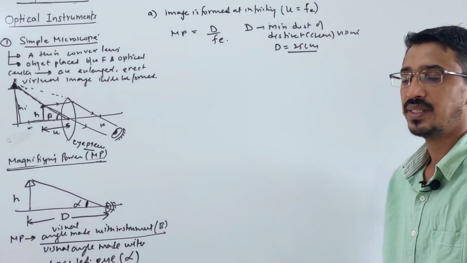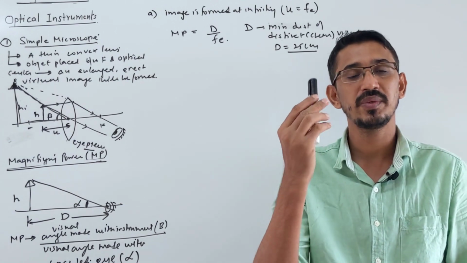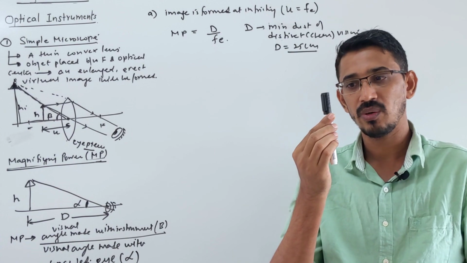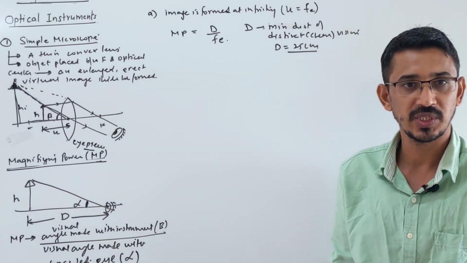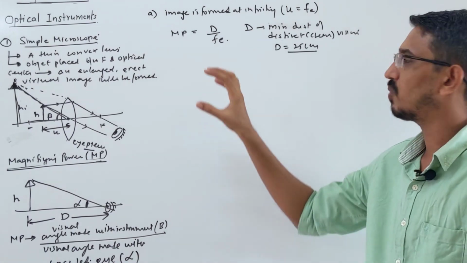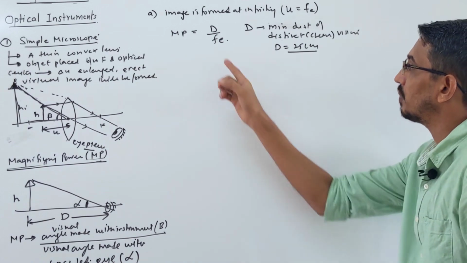For a normal human eye, this distance is 25 centimeter. It means when you put an object at 25 centimeter from the eyes, the image will be clear. If you bring it a little close or a little away, it will not be that clear. Maximum clarity is at 25 centimeter. It depends from eye to eye, but normally we will take this much, if not given in the question. So this is your magnifying power.